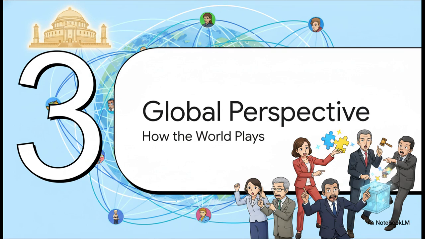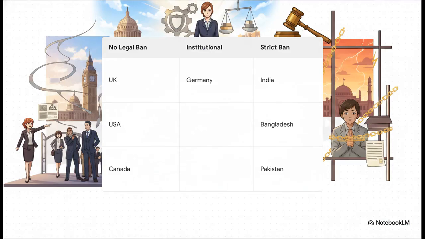It's really helpful to zoom out and see how this uniquely Indian system compares to other democracies. Looking globally, the contrast is super fascinating. In Western democracies like the UK, the US, and Canada, there's actually no legal ban on defection. Legislators can cross the floor or vote against their party without losing their seat at all. The consequences are purely political.